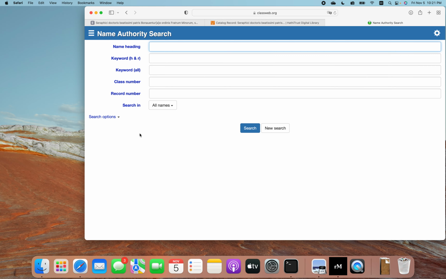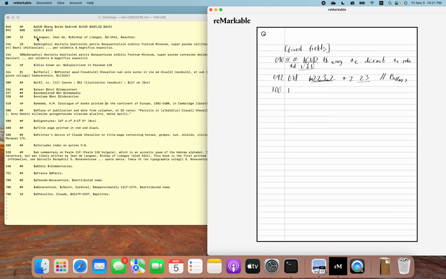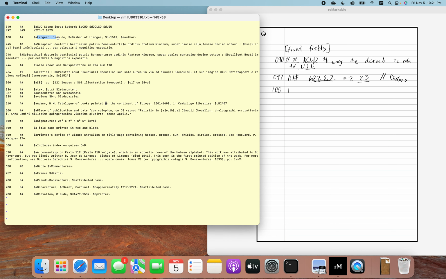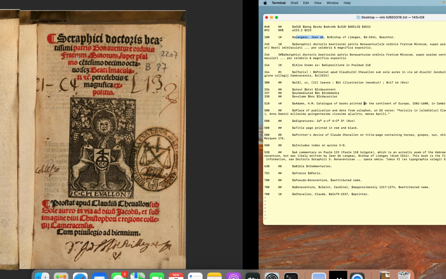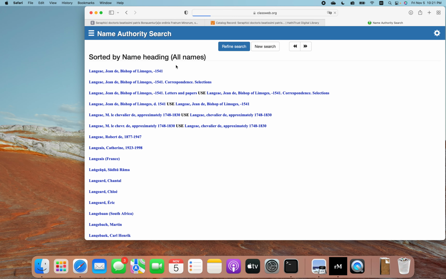So name heading. The way you search for names is you have to do last first, and then it goes from left to right. So I'm just going to type in Langeais. I was only given the Latin name of the person, and so I had to find out what the real name of the person was in Library of Congress speak.